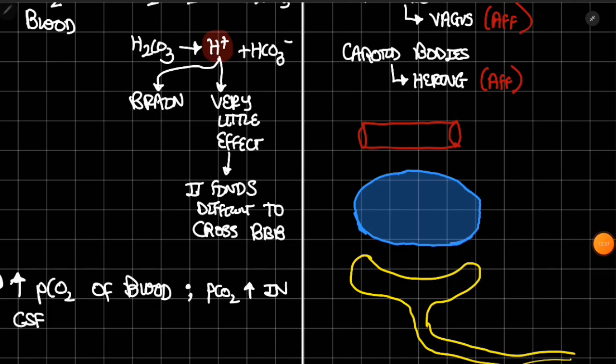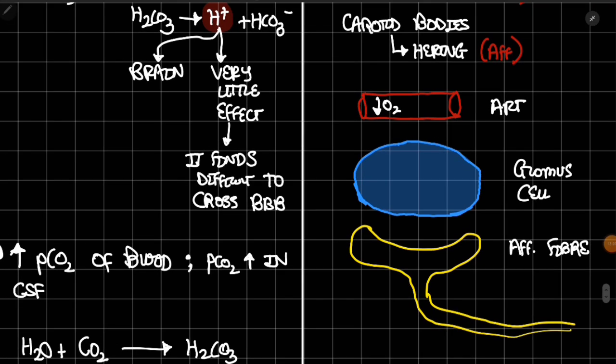Now I suggest you draw this diagram with me. It is a very important, very conceptual diagram. Let's say there is decreased O2 in the artery. This is the artery, this is the glomus cell, and this is the afferent fiber. I will write the flow chart, but first try to draw this diagram.